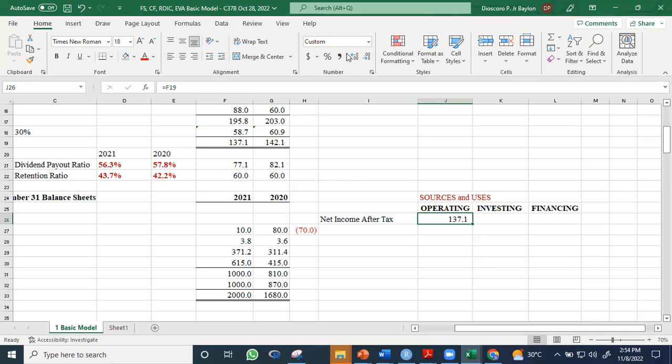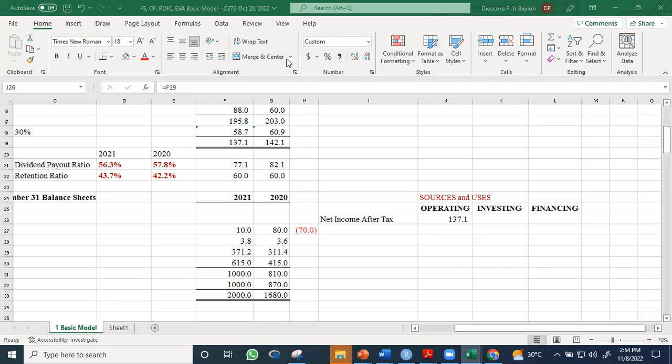What do you think, class? Is the 137.1 there, the net income after tax, which we got from the income statement, equivalent to cash? Is it equal to cash? Okay, I'm seeing your answers. All right, so the answer is no, you're correct. It's not equivalent to cash.